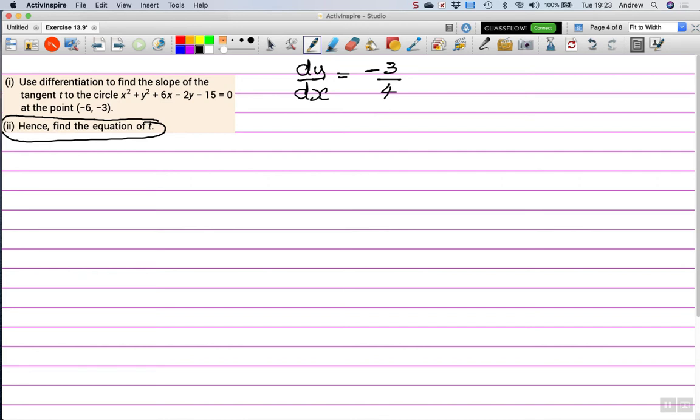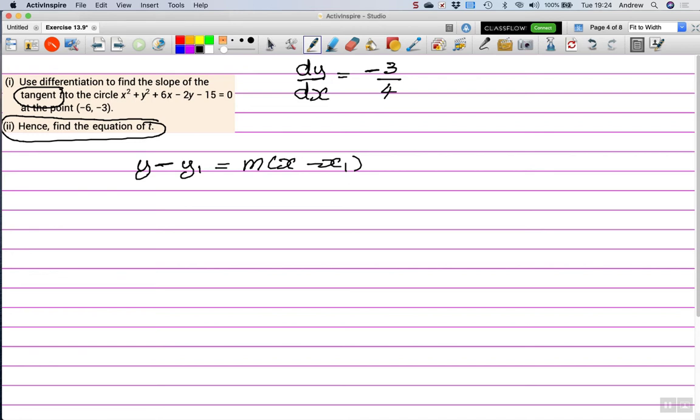Now, what it says here, it says, hence find the equation of t. Well, what is t? Well, t is a tangent. T has got a special name. It's called a tangent. And a tangent is a straight line to a curve. So when it says find the equation of t, it's saying find the equation of a straight line. Now we know what the straight line formula is. It's y minus y1 is equal to m on x minus x1.